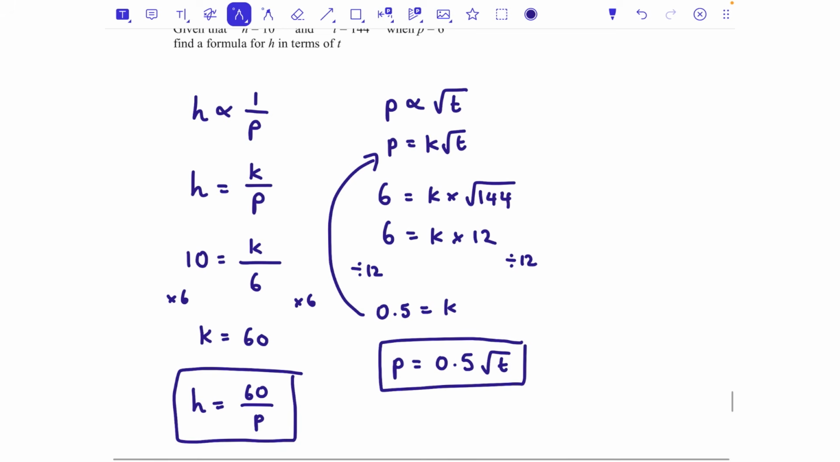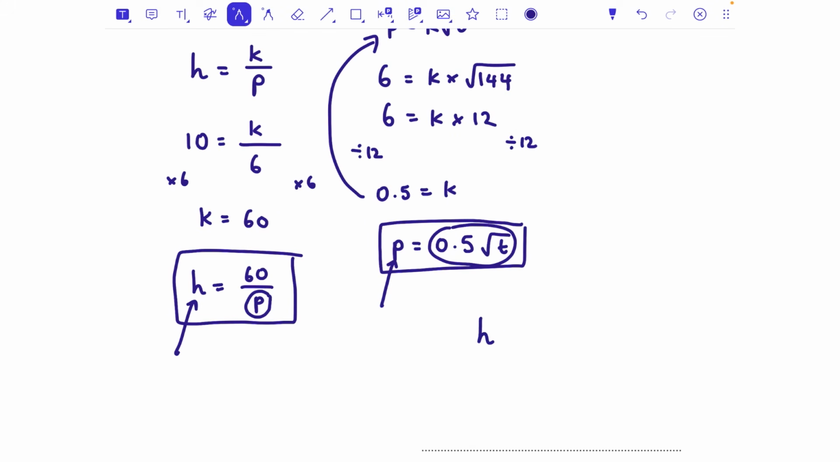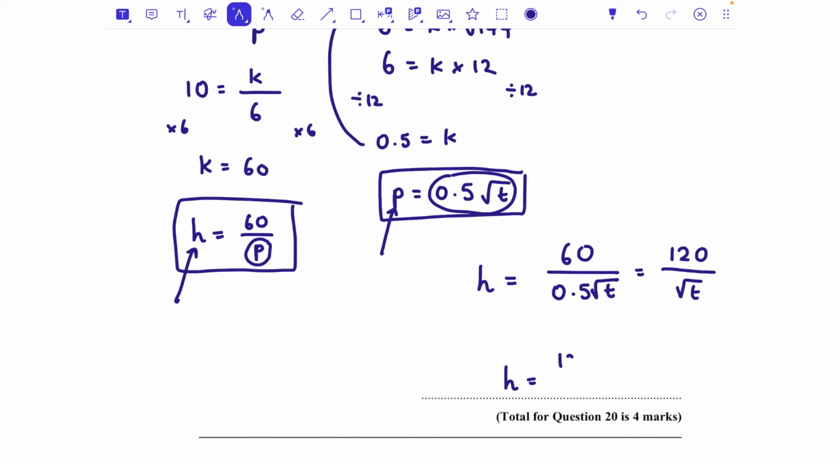Now for this question, it asked me to find a formula for h in terms of t. So I've got a formula for h in terms of p, and I've got a formula for p in terms of t. So what I'm going to do is change this p to be this, because I know that's what p equals. So I'm going to write h equals 60 over 0.5 root t. But you can't leave a decimal in your fraction, so let's times the top and the bottom of that fraction by 2, just to make it so it's only integers. So there we go, your final answer is h equals 120 over root t.